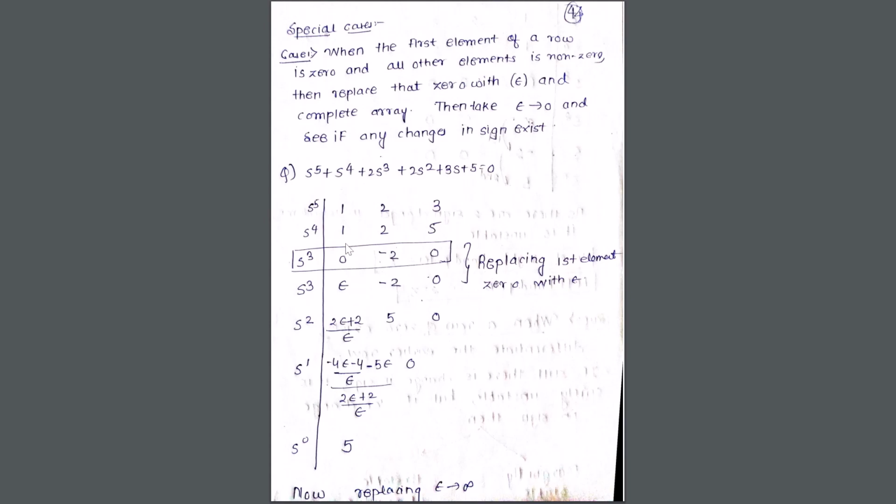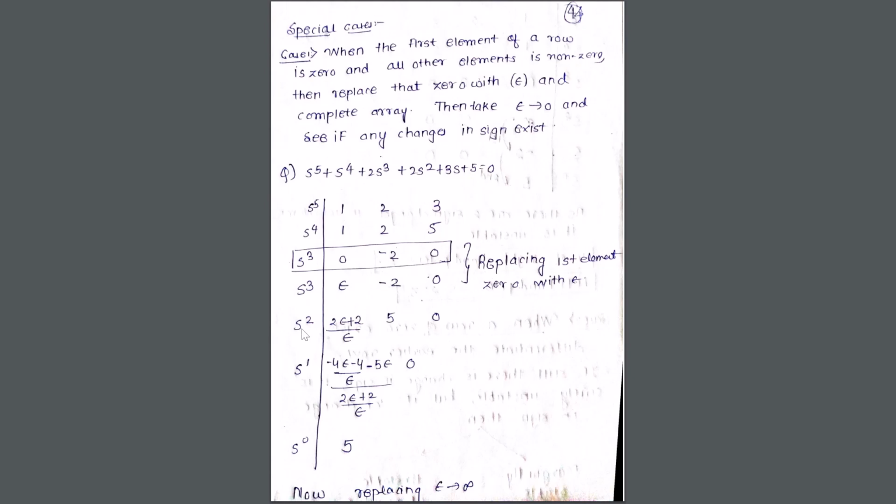But since my first term is only 0 and the other terms are non-zero, in that case I'll take my first term as epsilon. I hope I'm getting clear. I'll take my first term as epsilon. This remains the same, minus 2, and this remains 0.